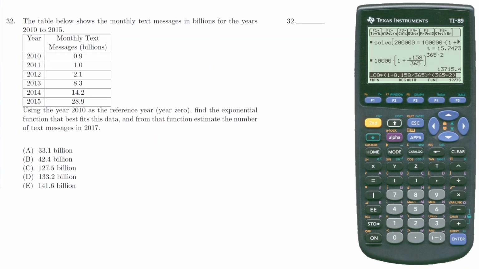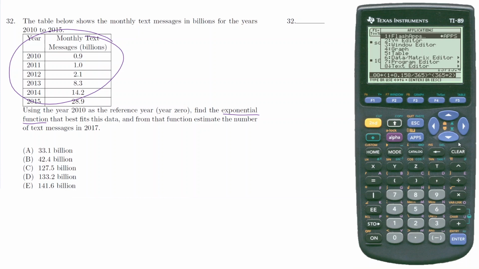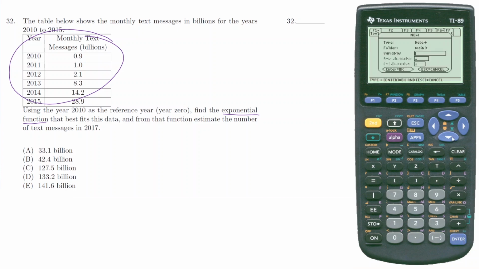Next, 32. All right, so for this problem I see the table, and my goal is just to figure out the exponential function they want. This is a purely calculator problem. Here I'm going to my data matrix. I'm doing U. I used all my C variables, so I'm just going to do a D variable. Let's see if I do D3. Will it let me? Boom, it did.